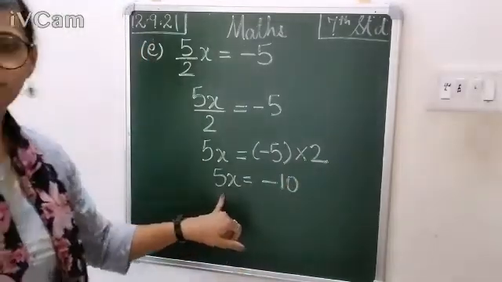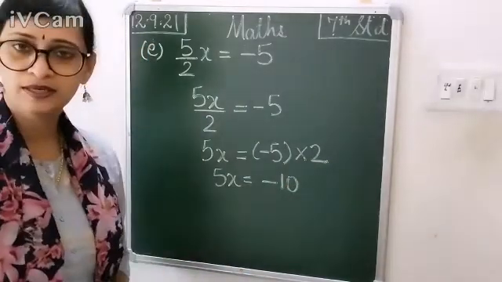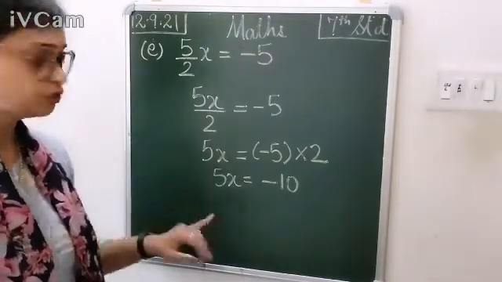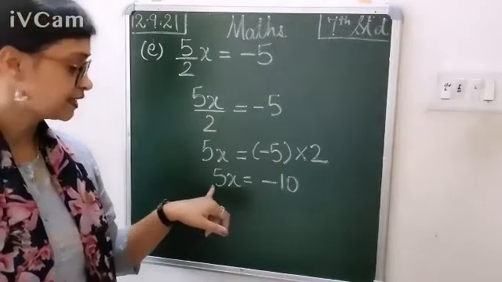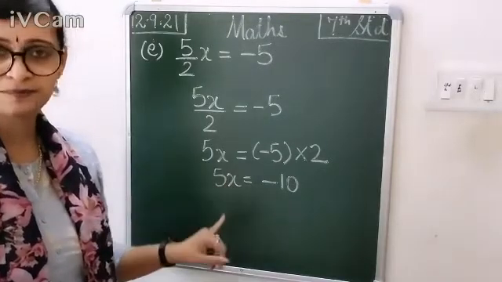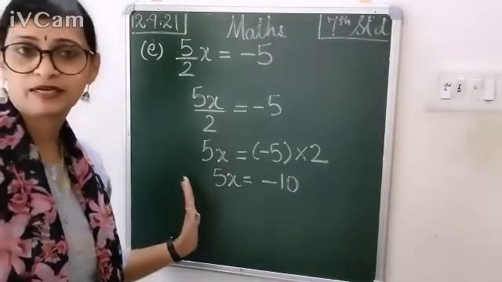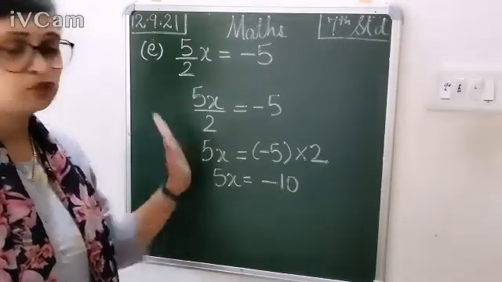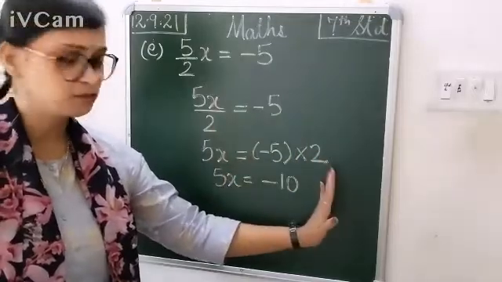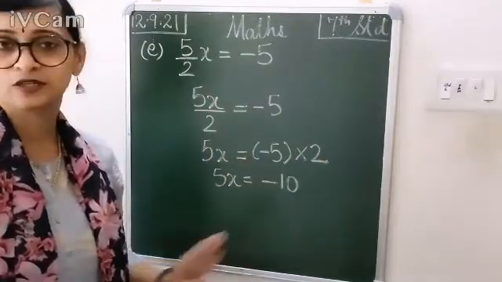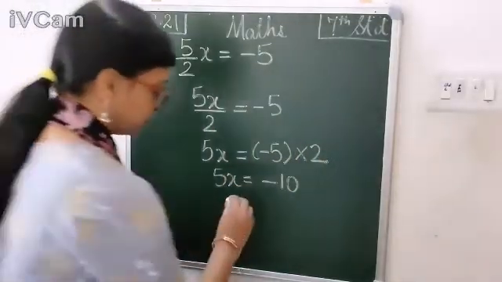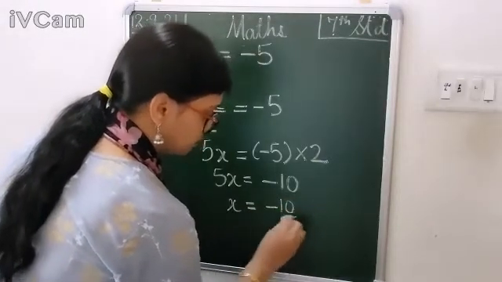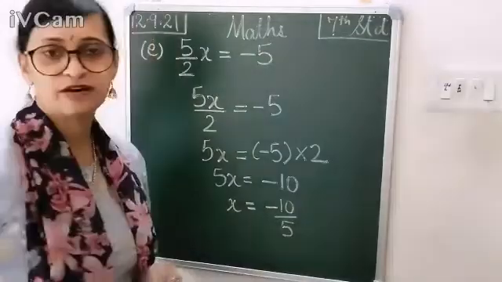Now you still have 5 attached to x. Correct? So you need to separate even 5. So what do you do here? Now here, the sign between 5 and x is multiplication, which means when you have a number which is multiplied on the left hand side, when you shift or transpose the number to the right hand side, it goes to the denominator, which means x is equal to minus 10 divided by 5.